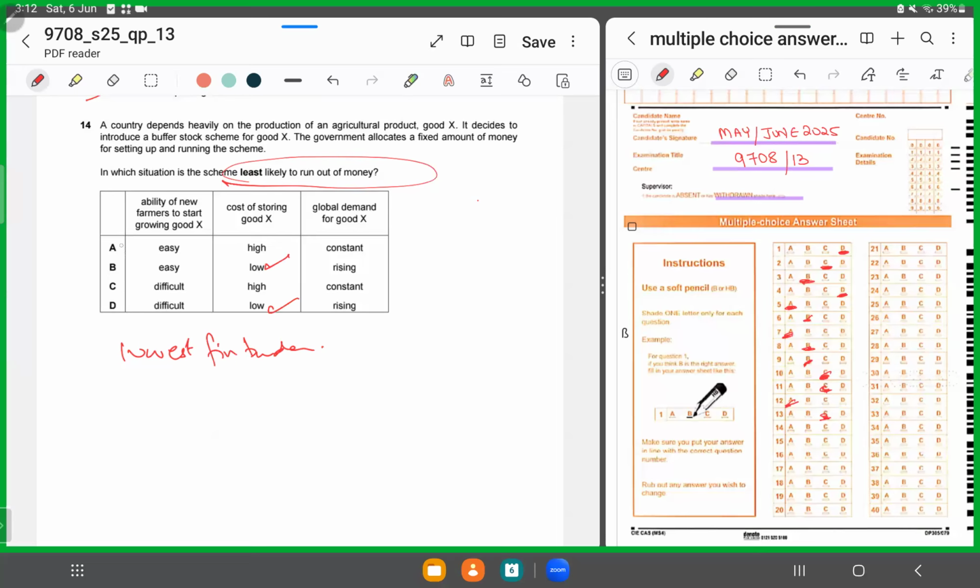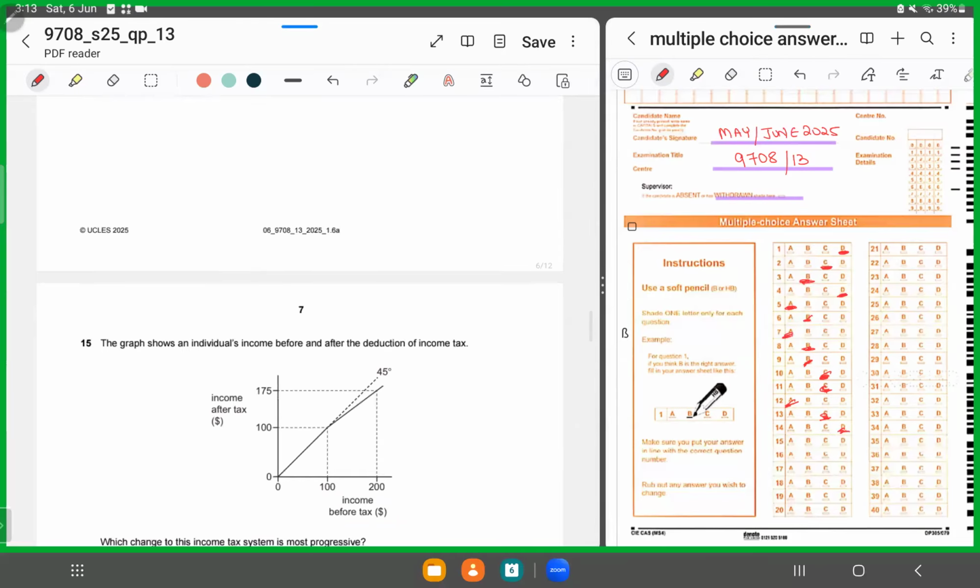So you can chop A, you can chop C. So the cost of storage has to be low, and the ability of farmers to start must be difficult. Why? Because if it's easier, then it would be a financial burden because the government would have to be actively involved in the buying and selling. So it has to be difficult, the cost of storage has to be low, and the global demand can rise, right? So that whatever is being produced is automatically sold. It's automatically being purchased, right? No storage cost required. So for 14, we'll shade in D as the correct answer.